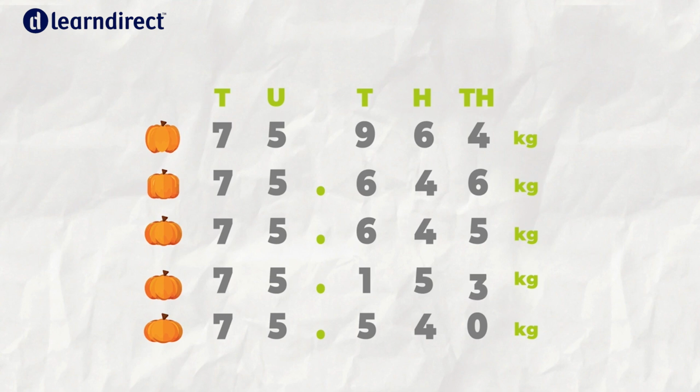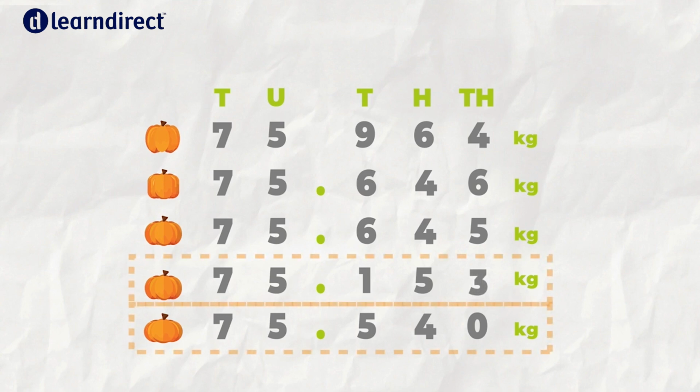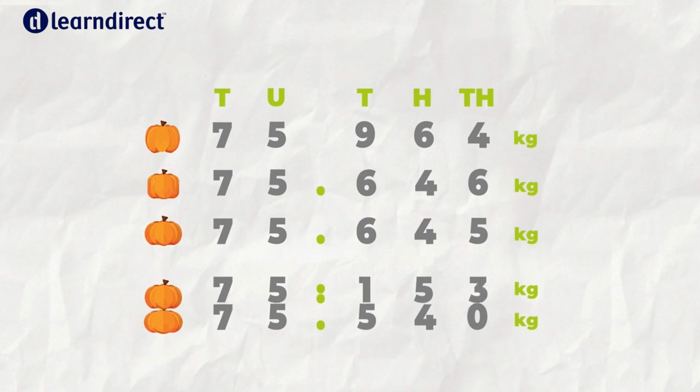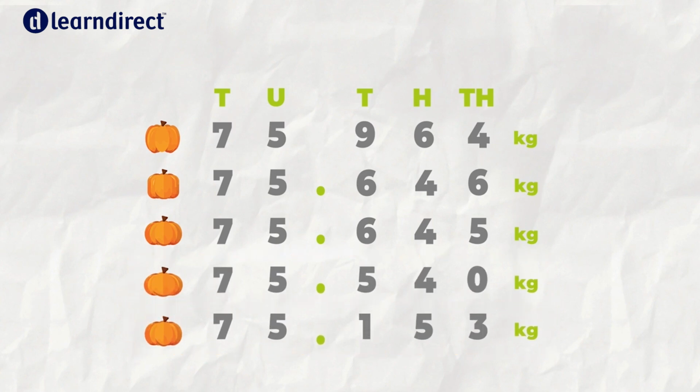Now we go back to the tenths column for the remaining 2 pumpkins. One has a 1 in this column and the other has a 5. Rearrange them in the correct order. This is how a place value table can help you compare decimal numbers.